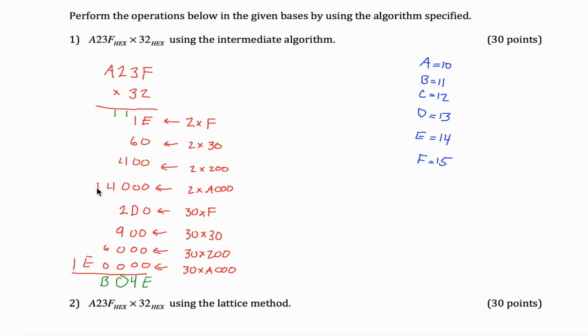This fifth column looks like I have nothing carried over, and then this 1 and this E, so that adds up to F, and then in my sixth column, just this 1 right here. So I think my answer is 1FB04E in base 16, so I can write a little hex here at the end.